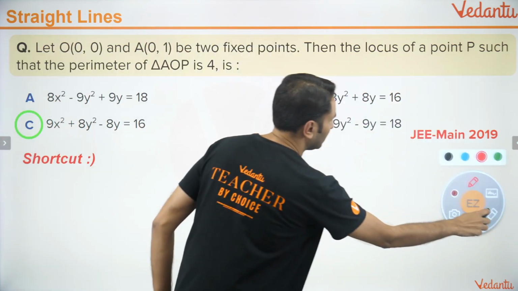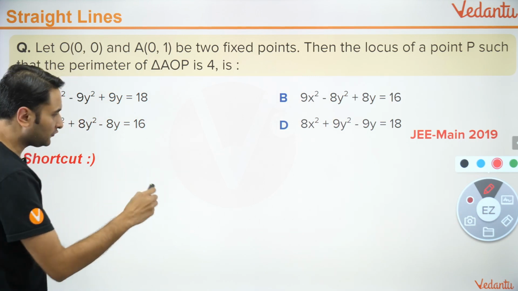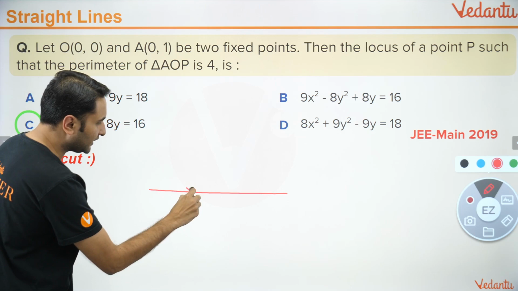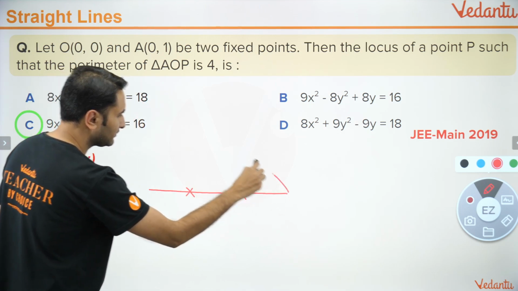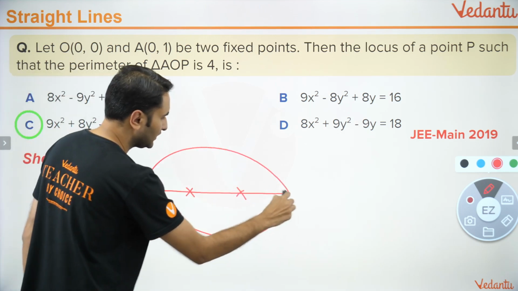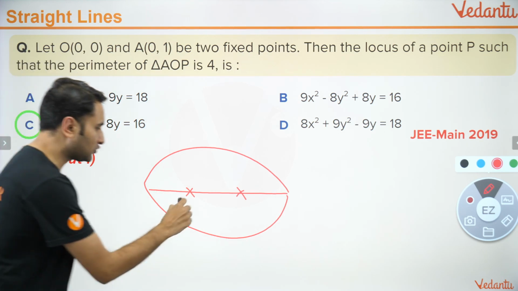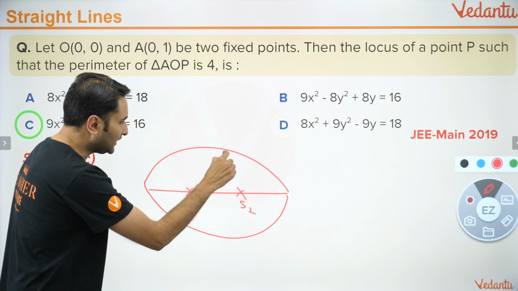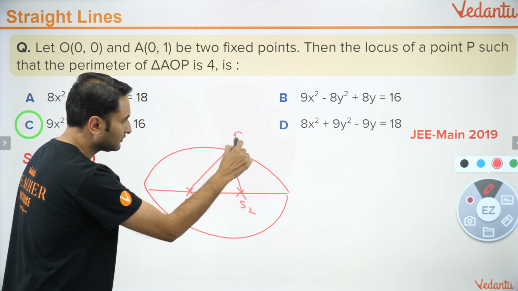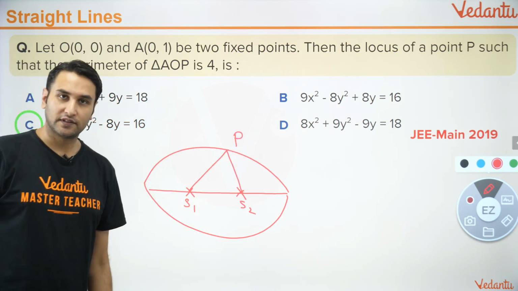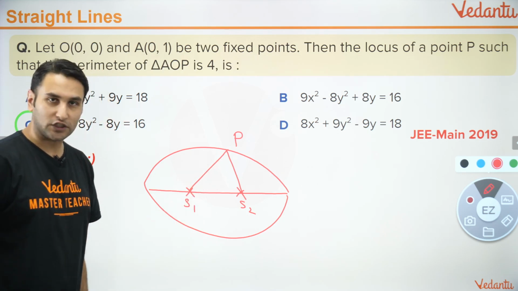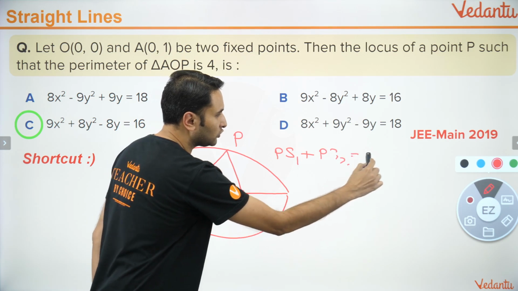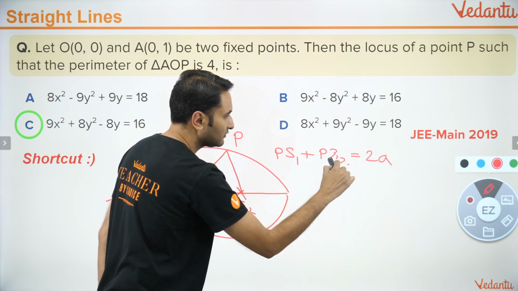कैसे? देखना भी. अगर आपको याद हो, if you remember that if there is an ellipse, ellipse की alternate definition क्या थी? This is ellipse. The alternate definition of ellipse was, these are the two foci. This is your NCERT property. Any point P on the ellipse will always satisfy that PS1 plus PS2 is equal to 2A. Agree?